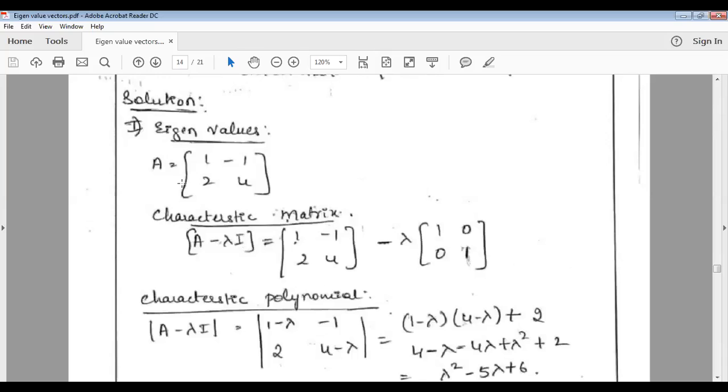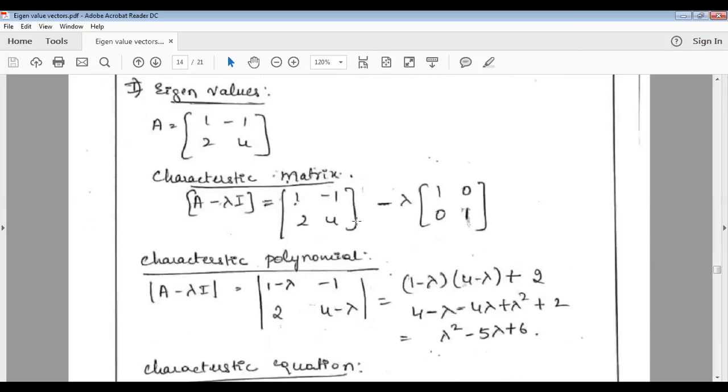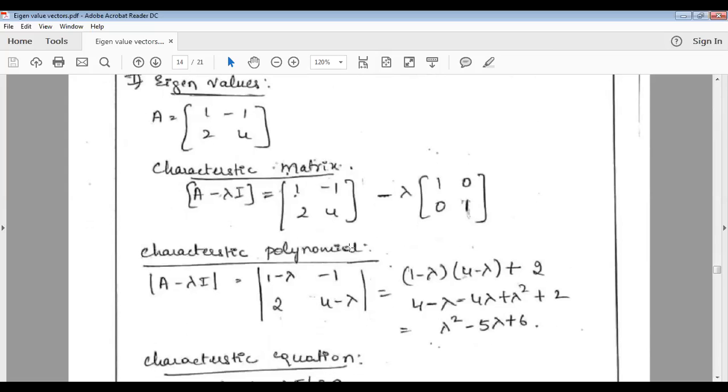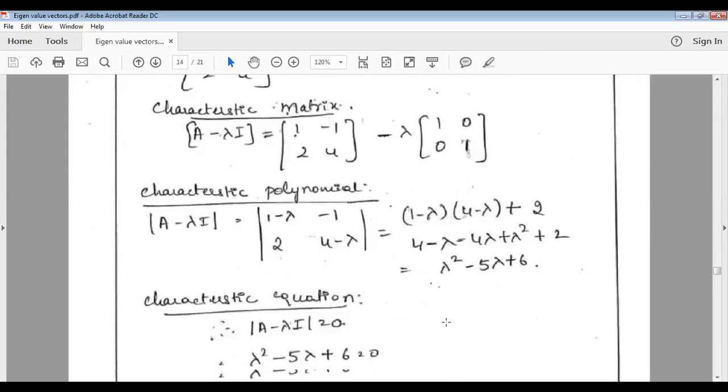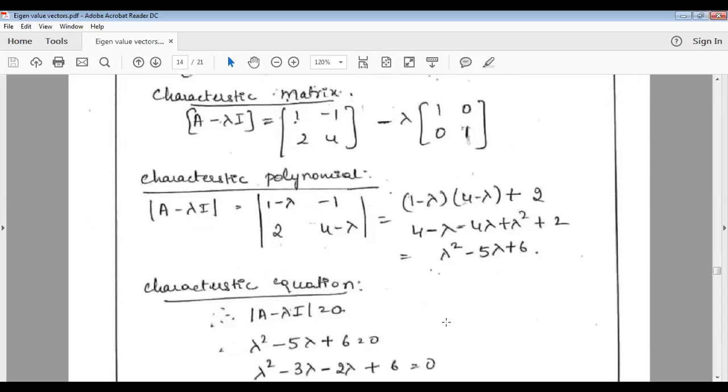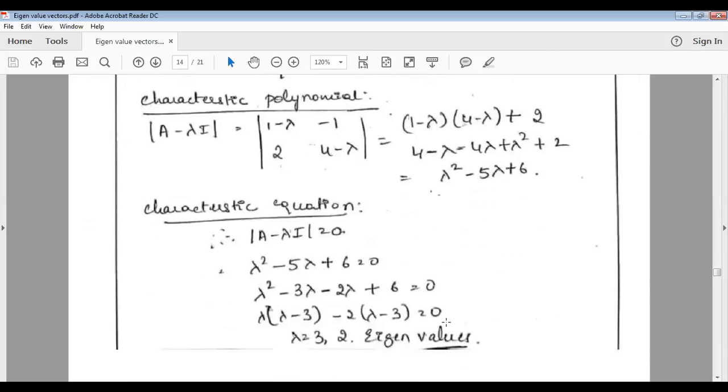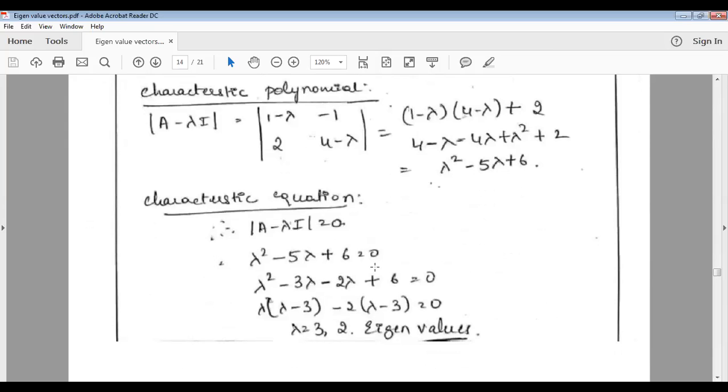I have A and A - lambda I. So I've written A here and then minus lambda into I. First I find the characteristic polynomial from A - lambda I, and then I find its determinant. So the equation turns out to be lambda^2 - 5 lambda + 6. The characteristic equation is nothing but the characteristic polynomial equal to 0. So lambda^2 - 5 lambda + 6 = 0, and once I factorize it, I find the factors as 3 and 2. So this is a simple procedure to find the eigenvalues.